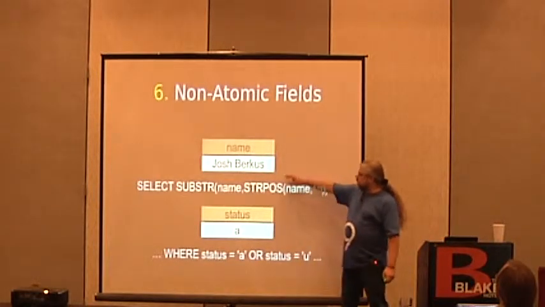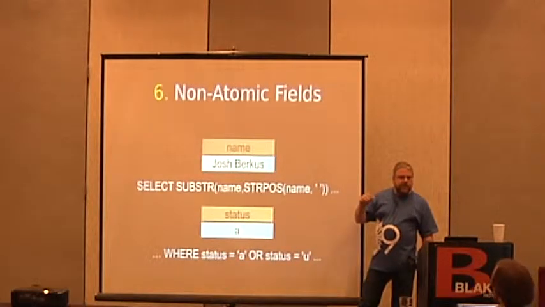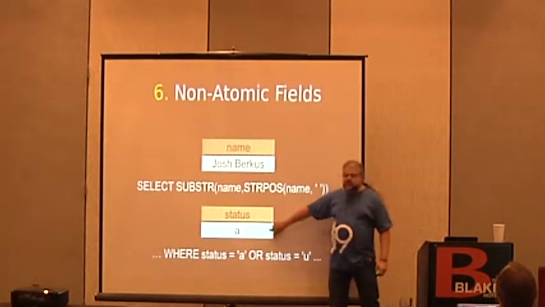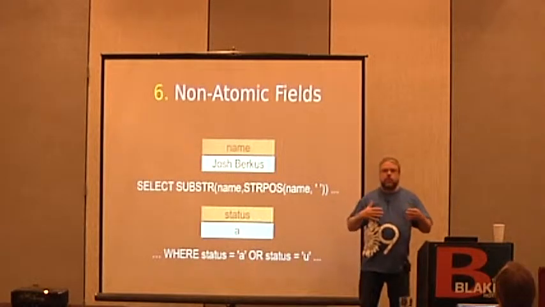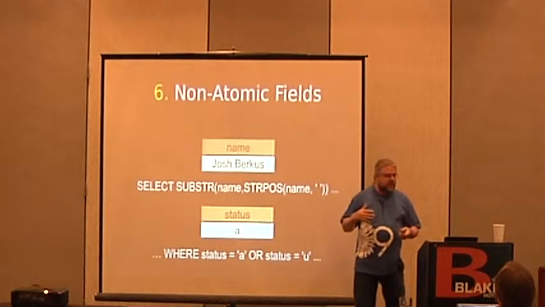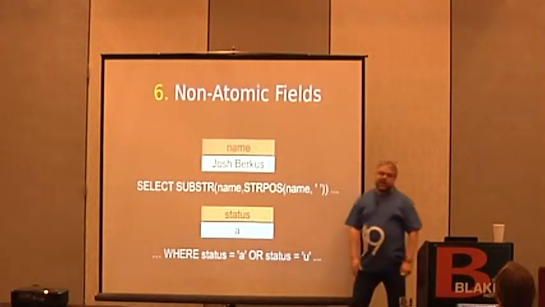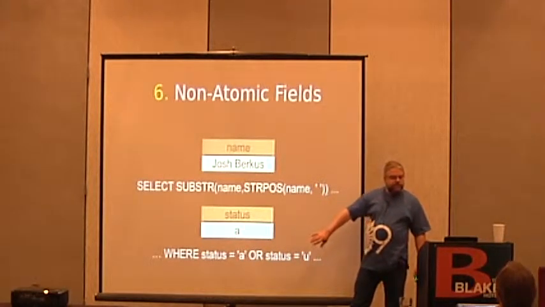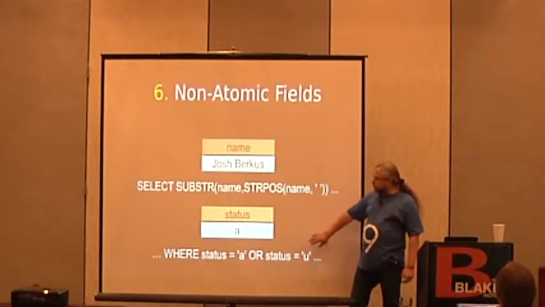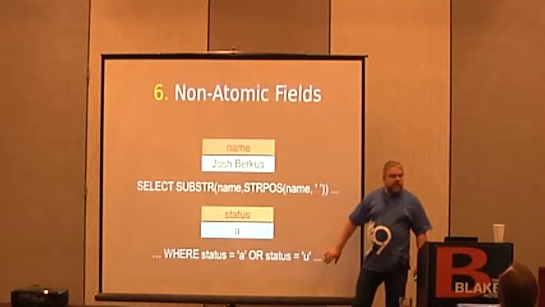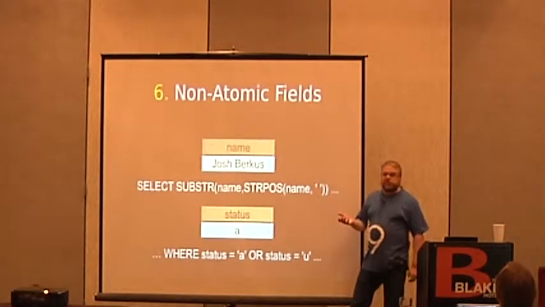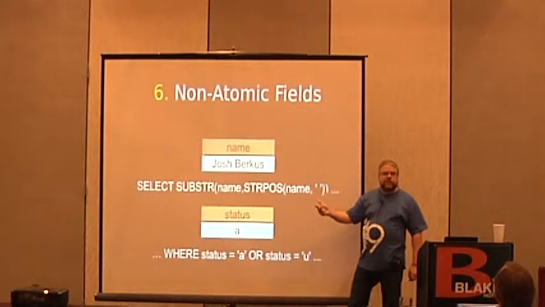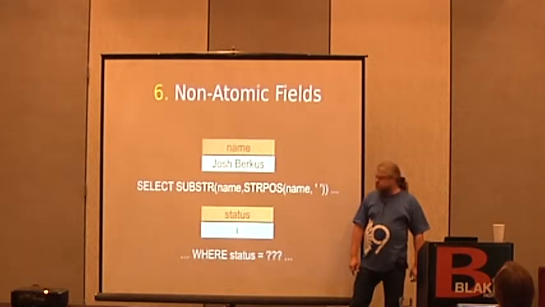Now, that's the obvious kind of non-atomic field. But the non-obvious kind is a lot more fun, which is where you have something like a status column, and the status actually represents two or three independent variables. For example, this is a status column from a real database I worked on, where A was administrator, U was user, and I was inactive. So what if I wanted to look up all the inactive administrators? What would I do there exactly?